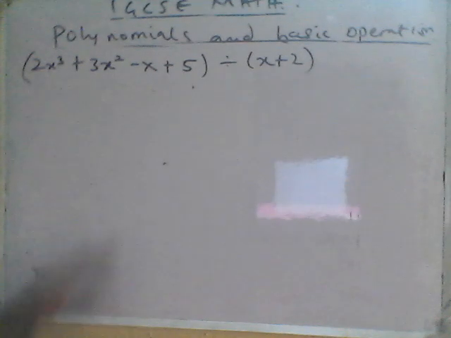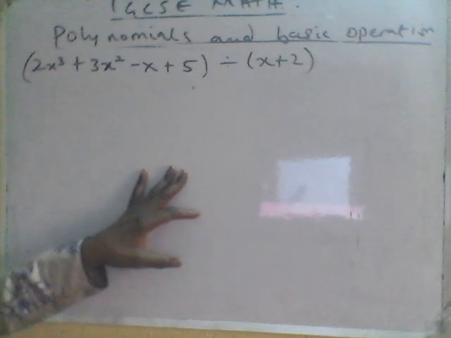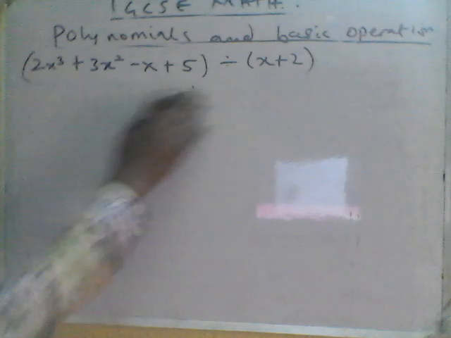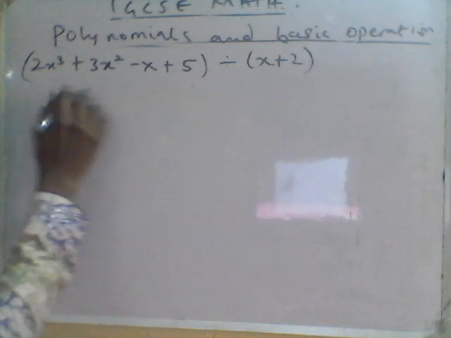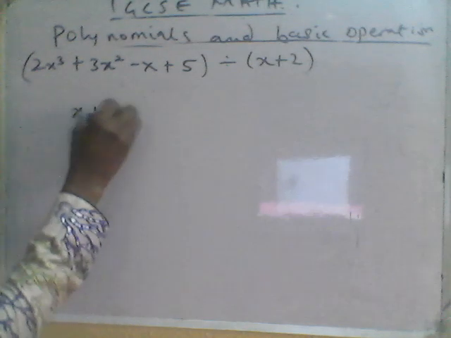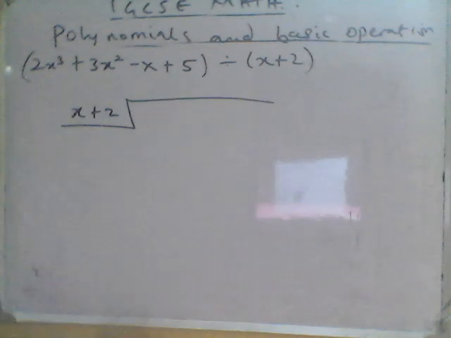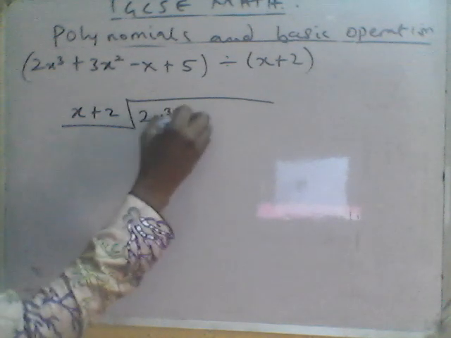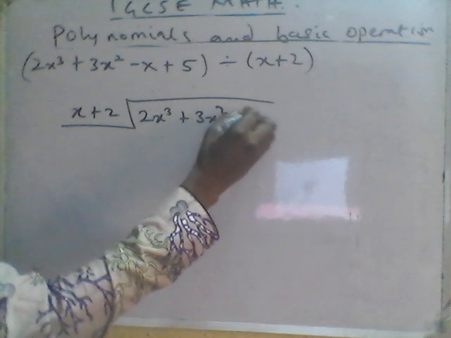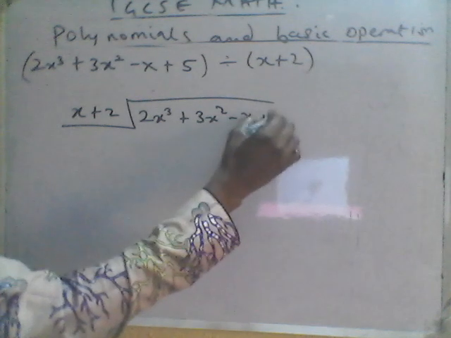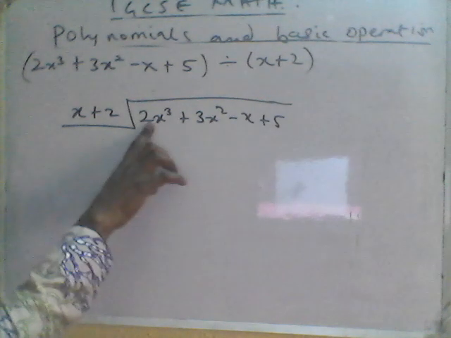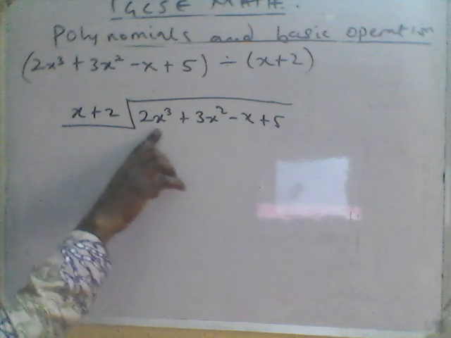Okay, so we have a polynomial that we need to divide. For the division of polynomials, this is the divisor: x plus 2. We're going to be using the long division method, and we have this other term here, 2x cubed plus 3x squared minus x plus 5. Now, you are going to work with the term that has the highest power, and you go down.